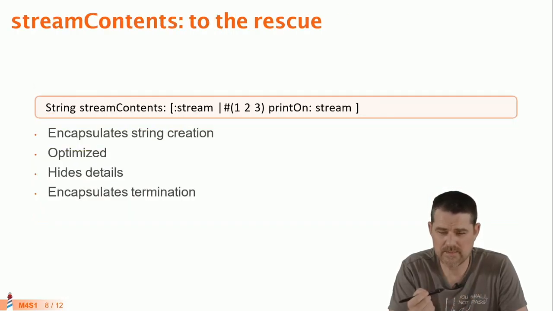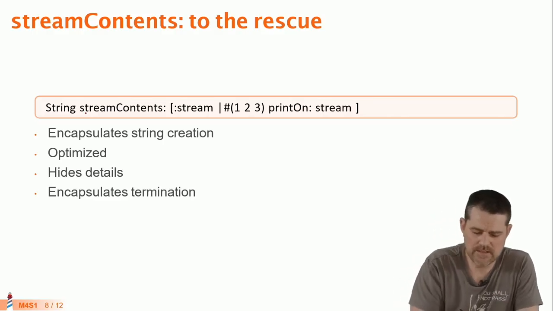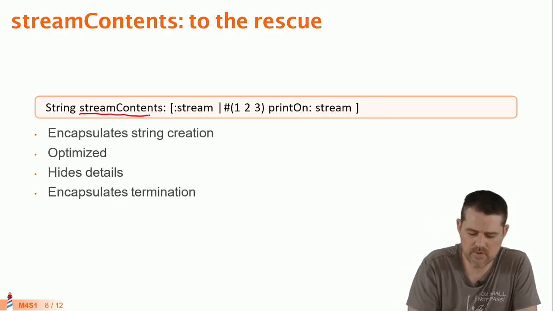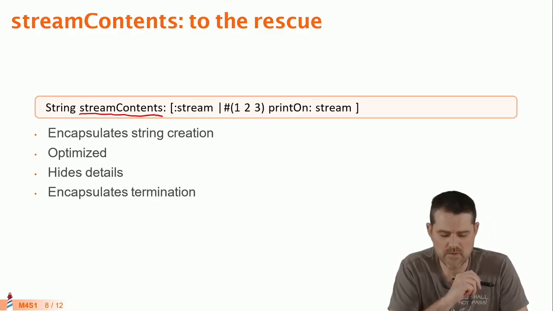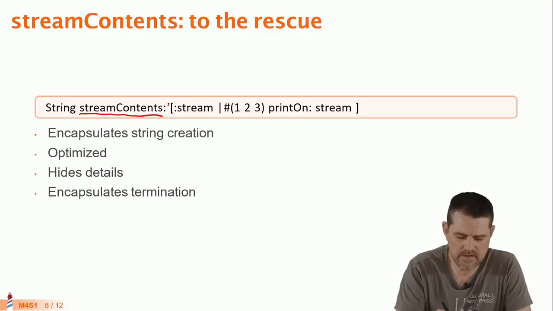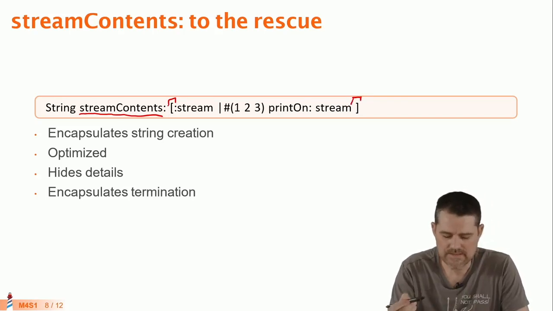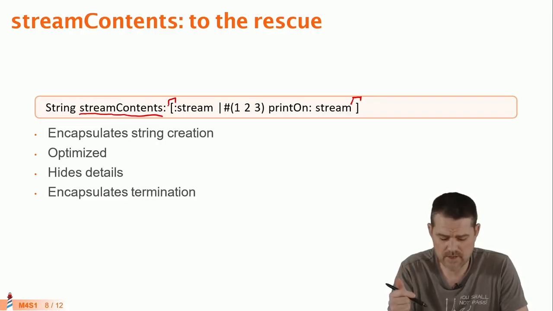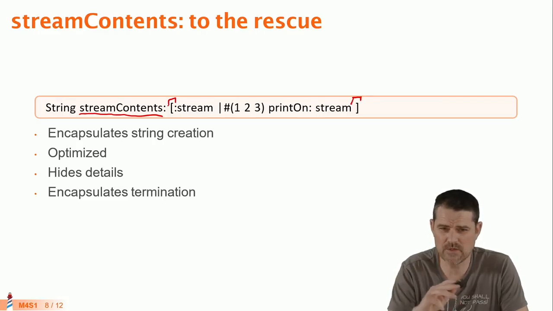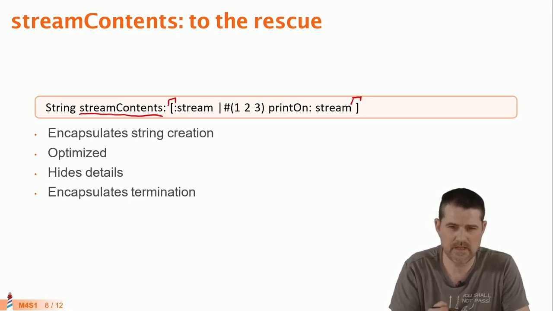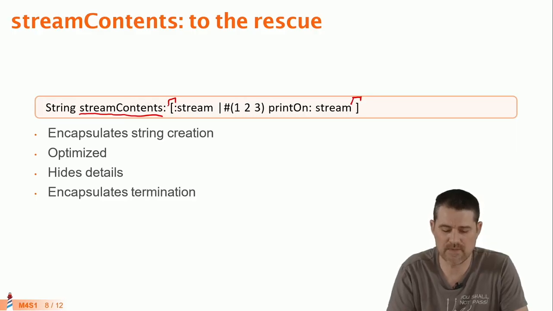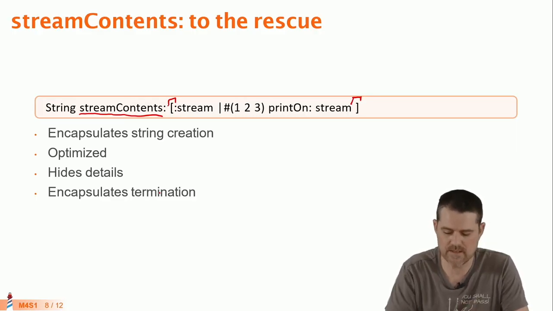In fact, this is implemented in the Pharo library. And the method is named streamContents:. If you look at it, this method takes as an argument a block. This method encapsulates the string creation, so the string is correctly created. This method is optimized. We will see how later. It hides all the details, so from the client point of view, I do not have to take care of creating the string, the stream, etc. And it encapsulates termination, as we will see.